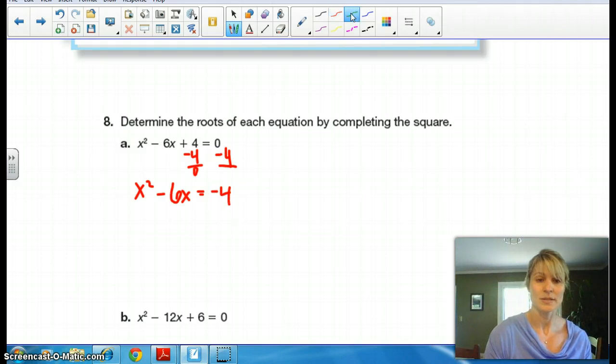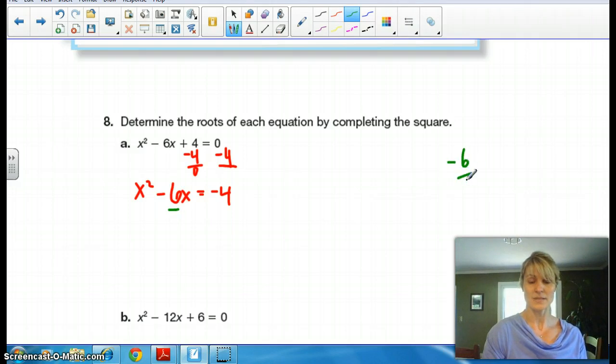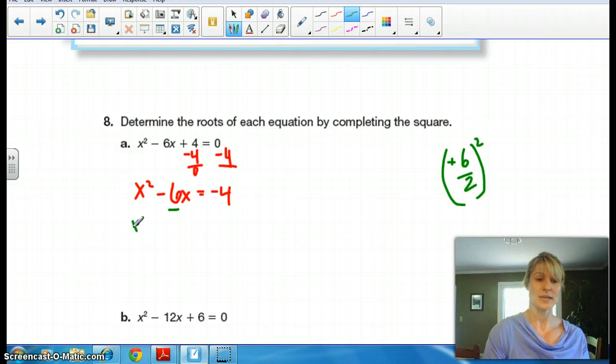So then, to complete the square, we want to take half of this b value and square it. So I want to take half of 6 and then square it. Sorry, we just want the 6, not the negative. So half of 6 is 3. 3 squared would give us 9. So we're going to add 9 to both sides. So now I have x squared minus 6x plus 9. But if we're going to add 9 to the left side of the equals, we have to add 9 to the right. So it's going to be -4 plus 9.